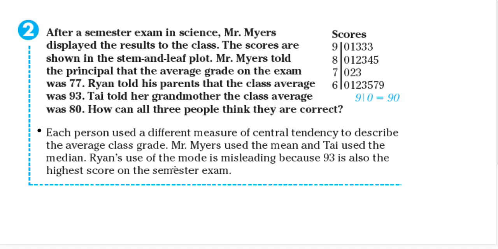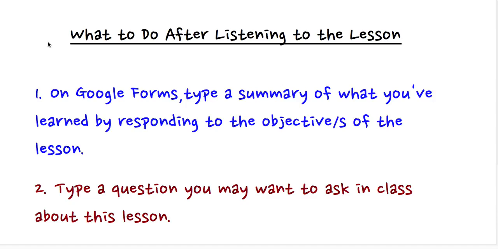Okay, the problem with Ryan is that he used the mode. It is also misleading because 93 is also the highest score in the exam. So if you look at the mode, it's 93. Okay, it becomes misleading now because it is the highest score. It is the greatest value, and we'll discuss that. Okay, and that's when you find out when measures of central tendency become misleading.